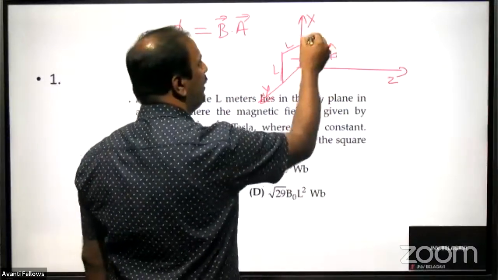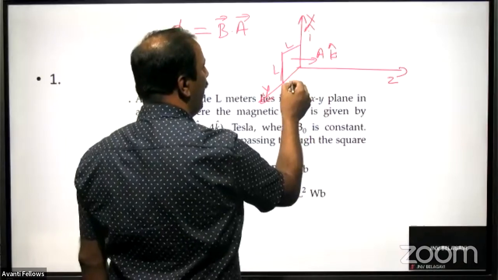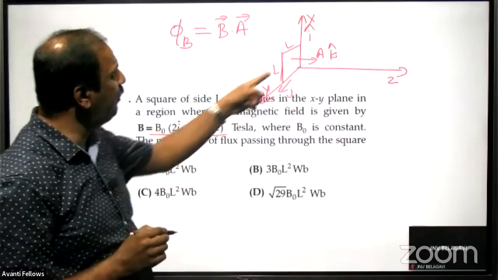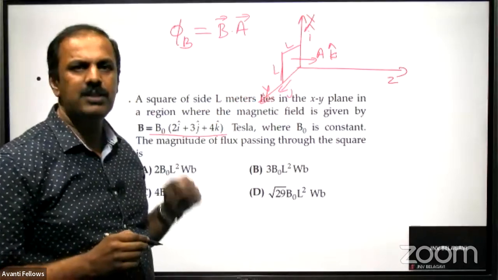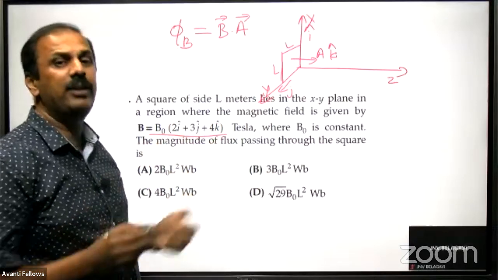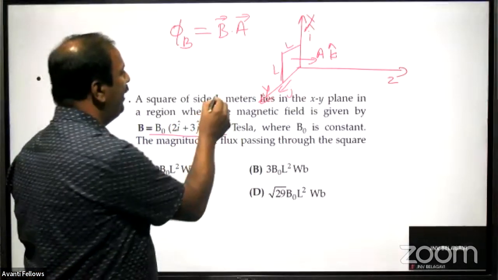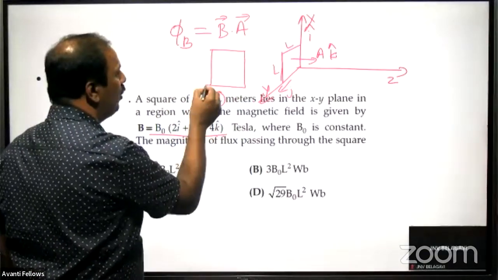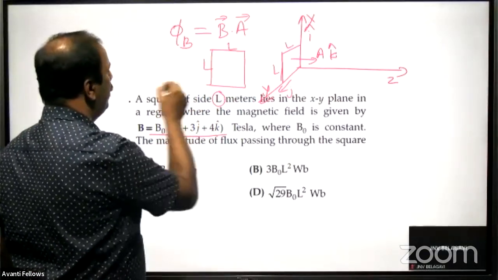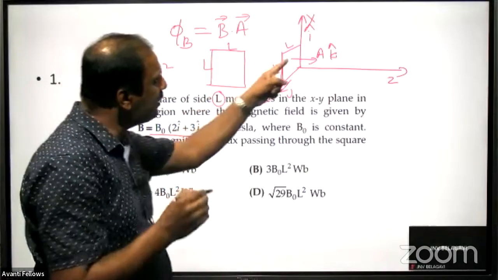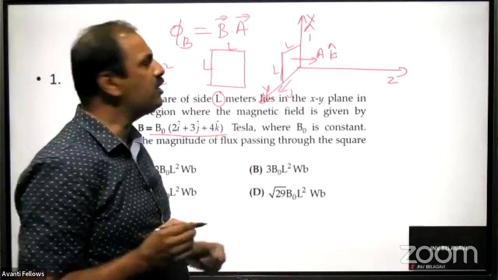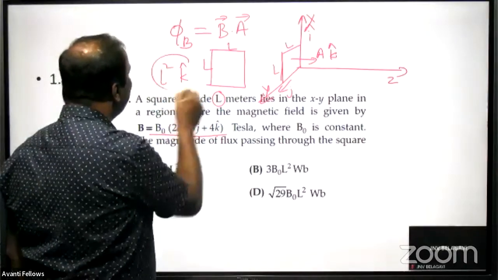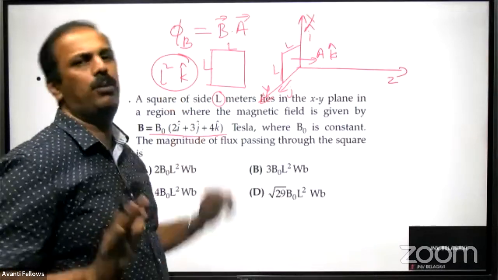You know that I is along this side, J is along this side, and K is along this. So our point is the area will be along the vector K. That's the most important thing. What is the magnitude of the area? Already given, the length is L. It is a square, this side is L, this side is L, so it will be L square, and it is along this direction. That is the most important thing. So it will be L square K. This is the area, and if you get that area, our problem is solved.